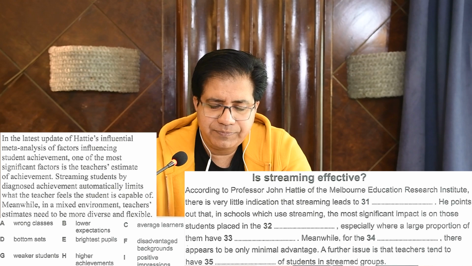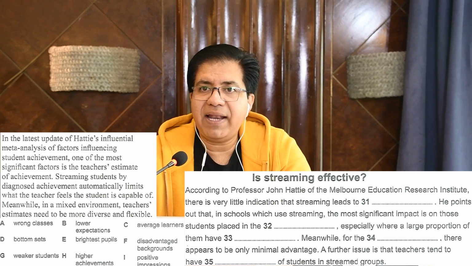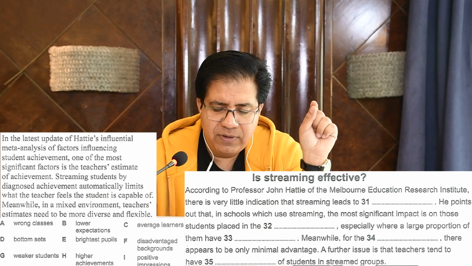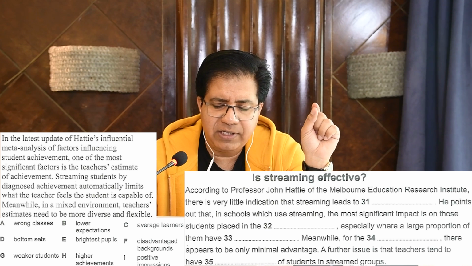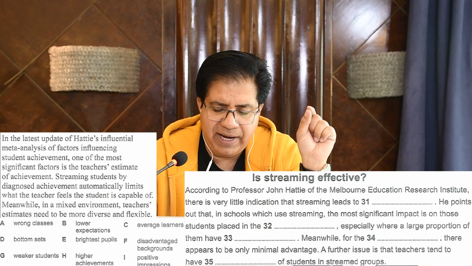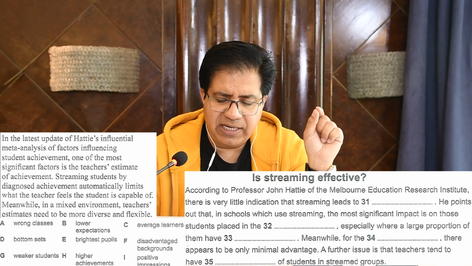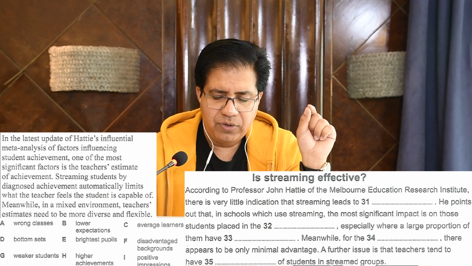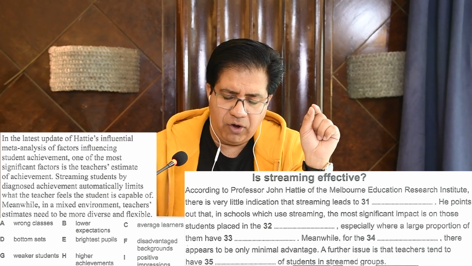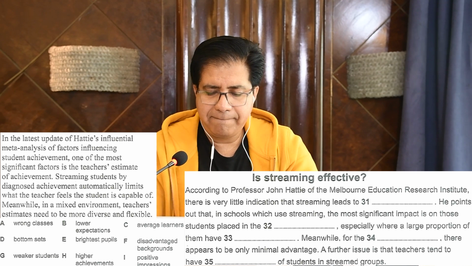Next paragraph. Second paragraph. Second page, second paragraph. And you see the word teachers in 4th line. I'm reading it from 3rd line. One of the most significant factors is teachers' estimate of achievement. Streaming students by diagnosed achievement automatically limits what the teacher feels the student is capable of. So teachers' estimate of achievement.